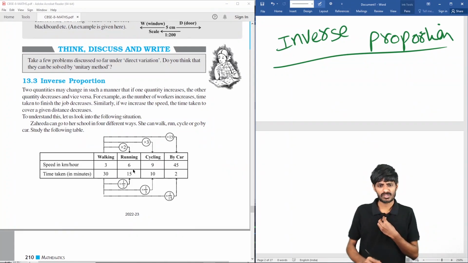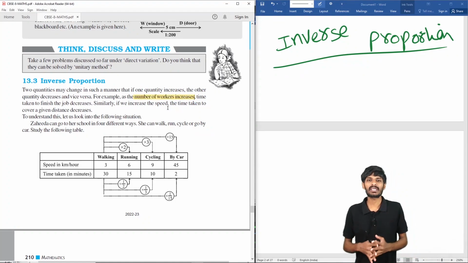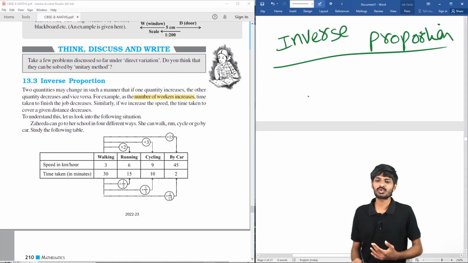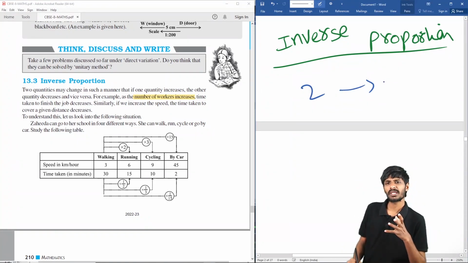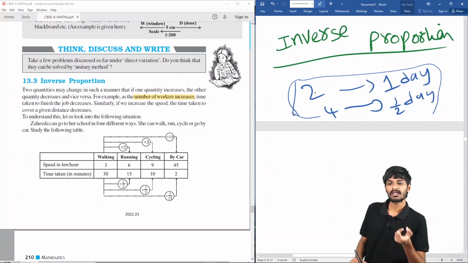Okay. If you see, suppose there is some work to do, and if the number of workers increases, the time taken for that work decreases. So previously there are 2 workers working for the work, students, and the time taken is 1 day. And if now we put 4 workers, then the time taken is 1/2 of a day. Half day work will be completed in half a day. Okay students, that is the main example here. So here as this quantity is increasing, this quantity is decreasing. So it is inverse proportion. Number of workers increases, time taken decreases.